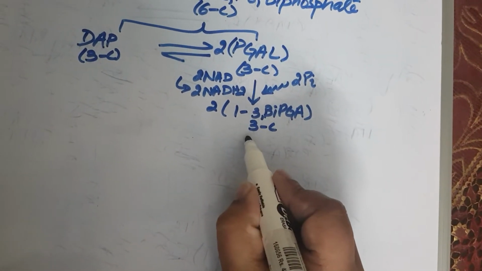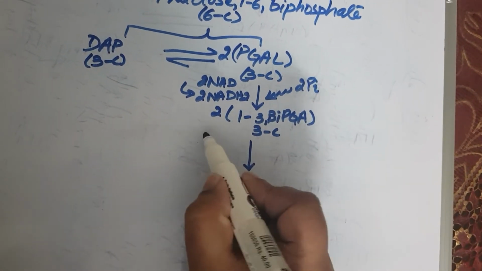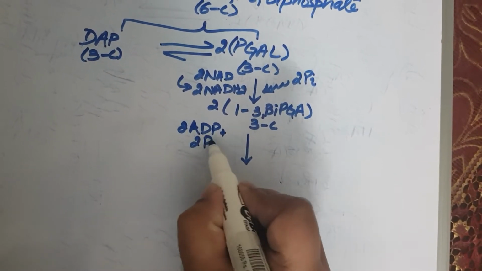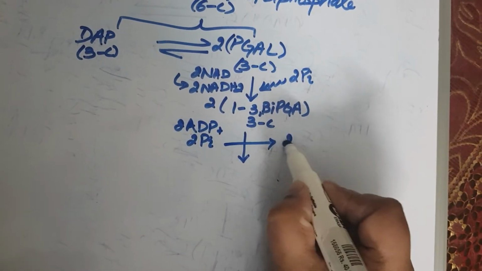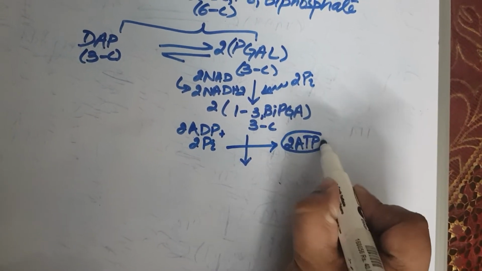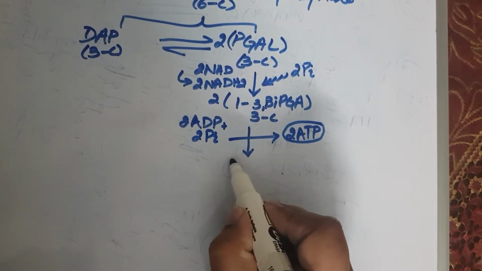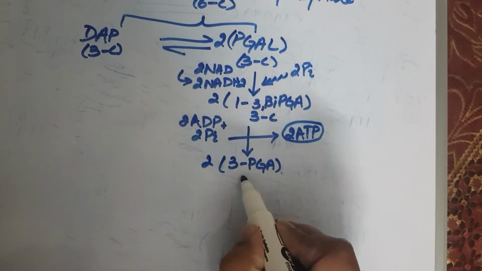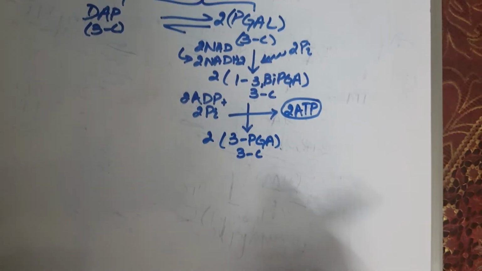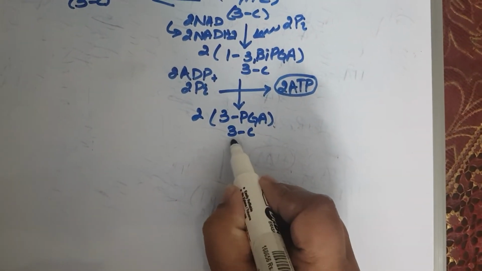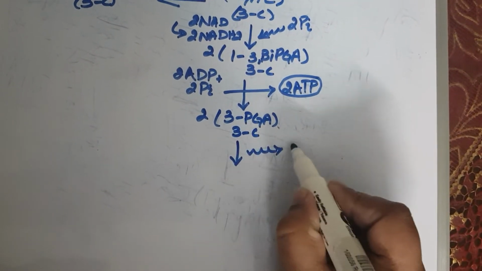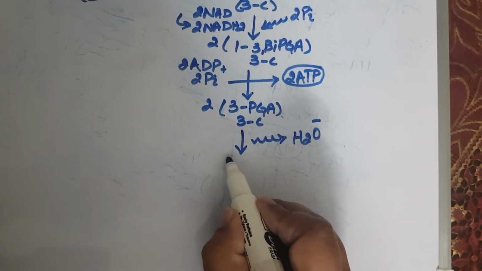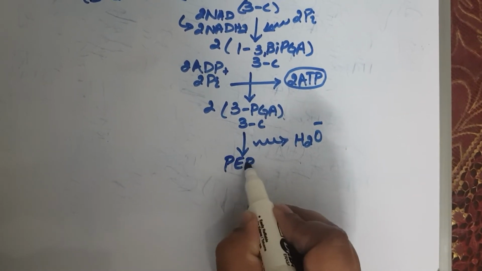Then the 1,3-bi-PGA molecule releases energy. Two ADP molecules react with two inorganic phosphates, and two ATP molecules are generated, and it is converted into 3-phosphoglyceric acid in the presence of the specific enzyme. This 3-phosphoglyceric acid undergoes hydrolysis. One water molecule is released, and the 3-PGA is converted into phosphoenol pyruvic acid.